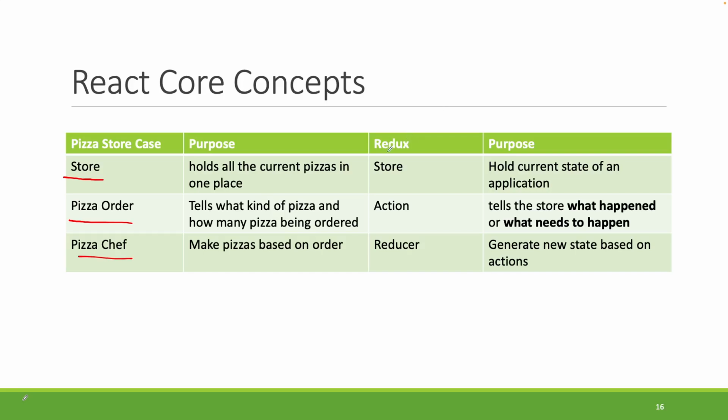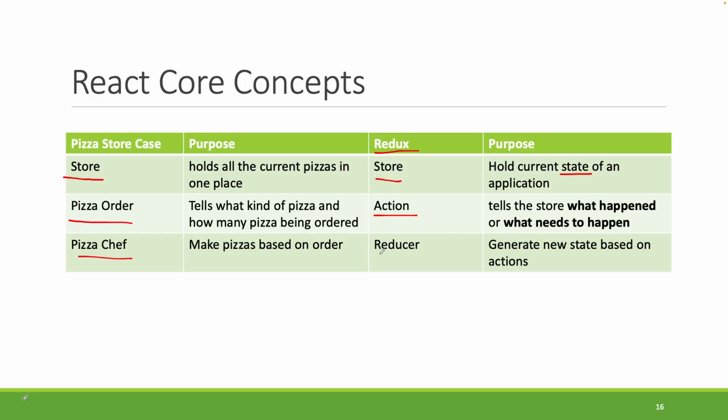Compared with our Redux, we also have a store. This store will hold the current state of an application. What is state? It's the data that represents an application. It can be a collection like a to-do list, or a single person. If you want to know more about state, you have to go to the previous video. Now, compared with the pizza order, which tells what kind of pizza or how many pizzas will be ordered, we have the action. This action will tell the store what needs to happen. Basically, what you want to change for this store.